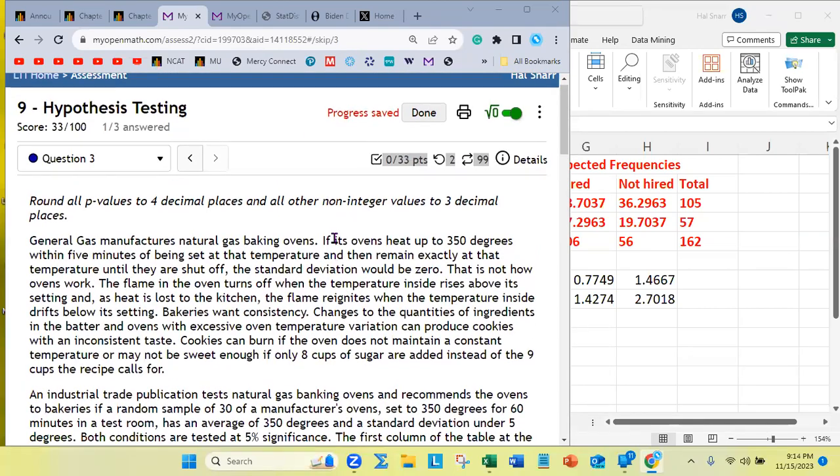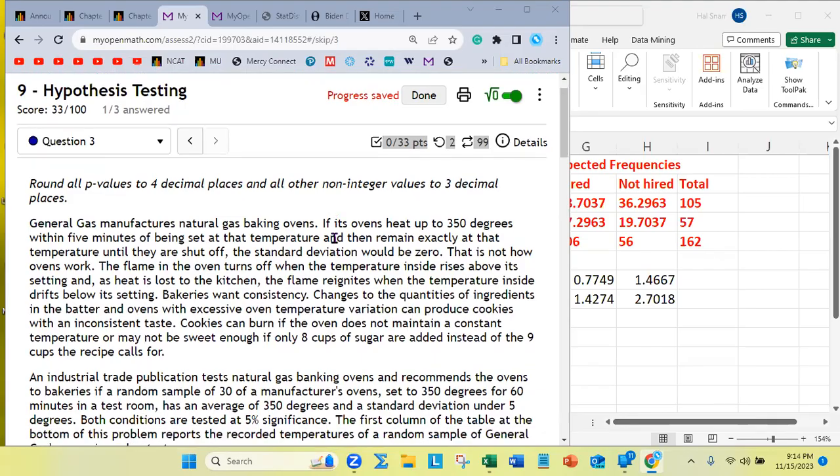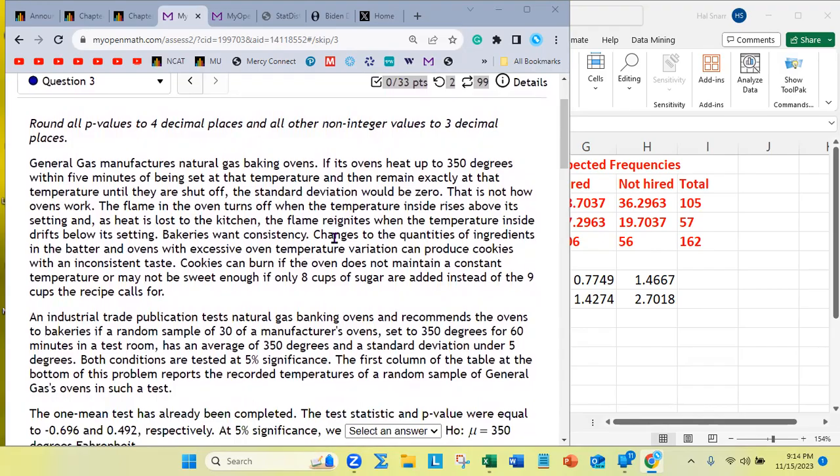Okay, in this problem, we're going to look at the final set of hypothesis tests that you'll come across in public sector work or work for a corporation where you're doing analytics. These tests involve variances. In this example, General Gas manufactures natural gas baking ovens. If the ovens are set to 350 and then heat up to 350 degrees and then remain exactly at that temperature until they are shut off, the standard deviation would be 0.